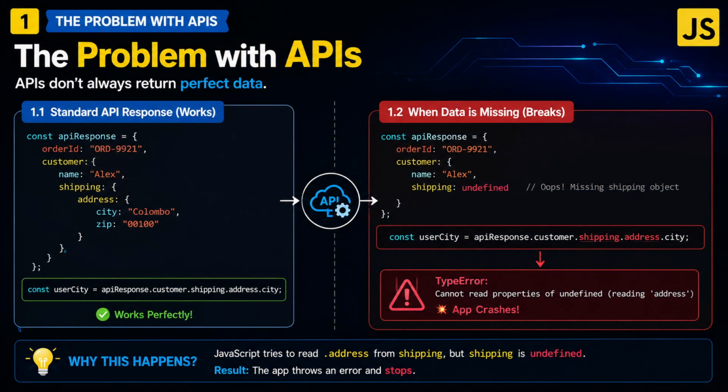Now, JavaScript successfully reads order, then customer, then shipping. But shipping is undefined. When JavaScript tries to read .address from undefined, it throws a TypeError. Technically, this does not always mean the entire application permanently dies. But if the error is not handled, it interrupts the current code path. In a UI, that can mean a component fails to render, data disappears, or the user sees an error screen.